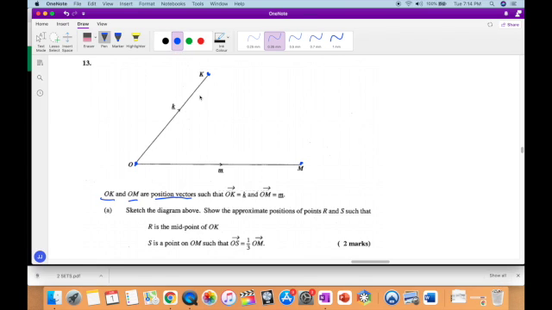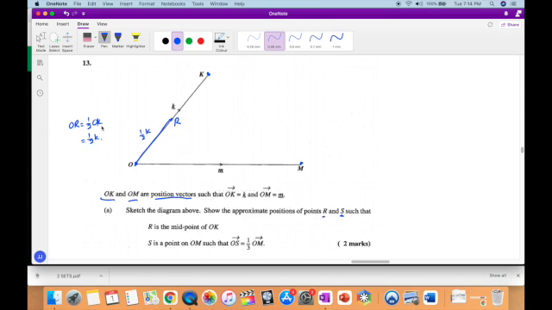Sketch the diagram above. Well, alright, I'll just pretend that I sketched it. And show the approximate positions of R and S, such that R is the midpoint of OK. So if R is the midpoint of OK, this is OK, therefore R would be in the middle. And therefore this OR here would be a half K, wouldn't it? It'll be a half K. OR is actually a half of OK, which is a half of small k.